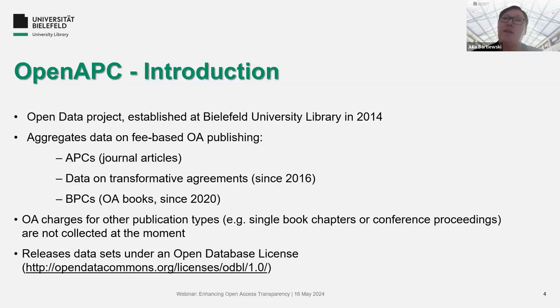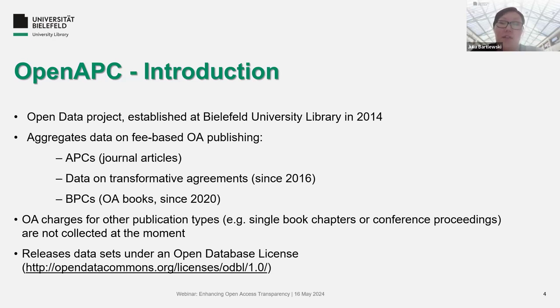So I'm starting with a little overview. OpenAPC is an open data project, which was established at Bielefeld University Library back in 2014. We collect and disseminate data sets on fees paid for open access publishing under an open database license. So what we do is we aggregate cost data on open access publishing. We aggregate APCs, article processing charges for journal articles. We aggregate data on transformative agreements since 2016. And since 2020, we also started aggregating BPCs, book processing charges, the charges paid for open access books.